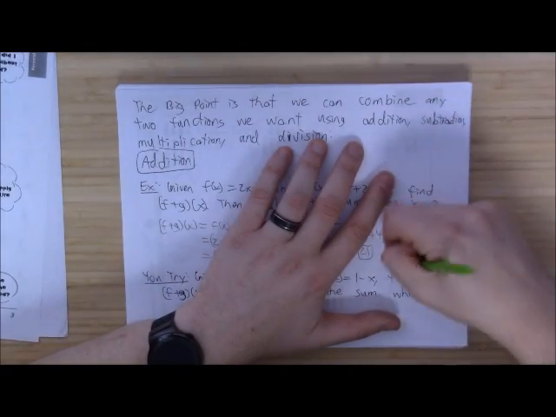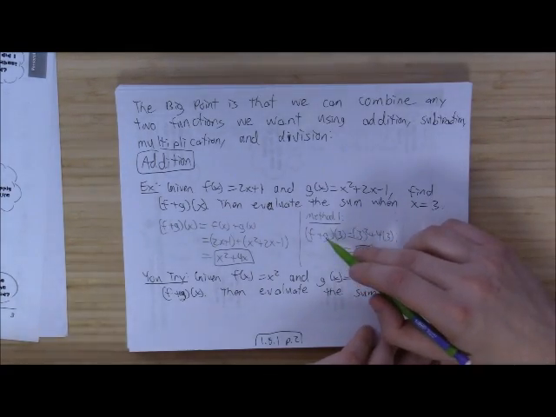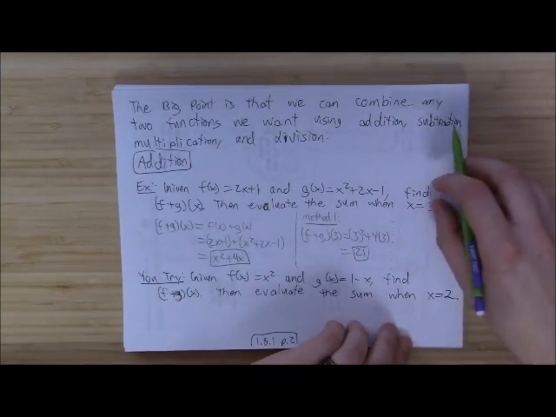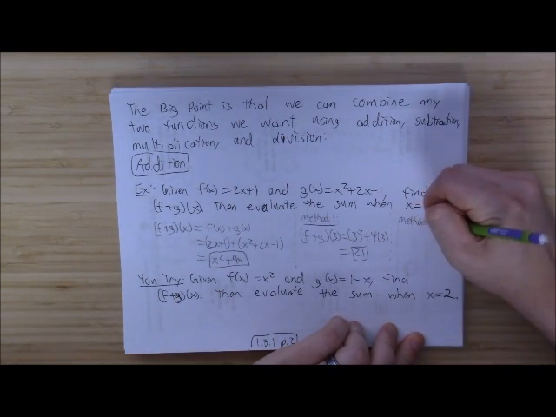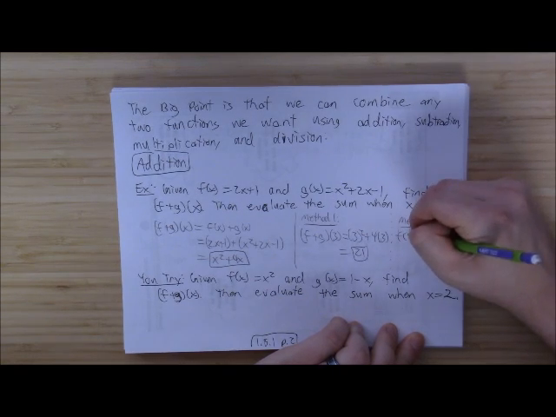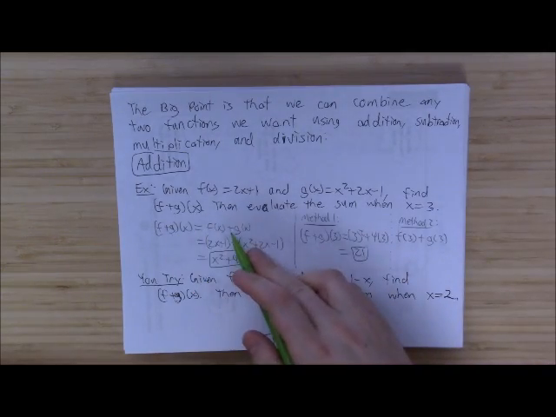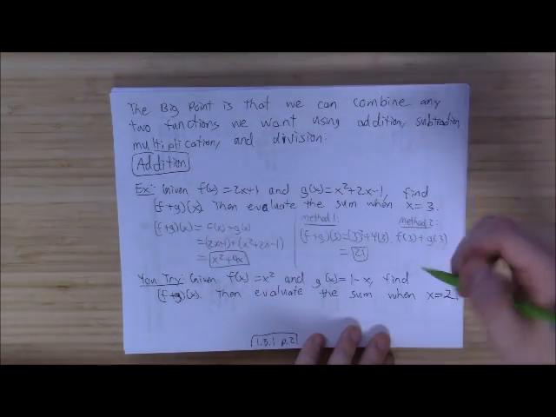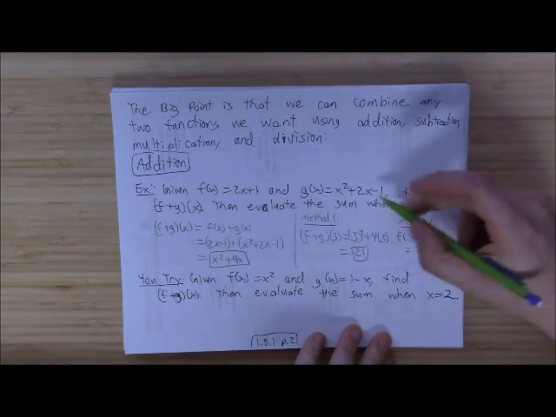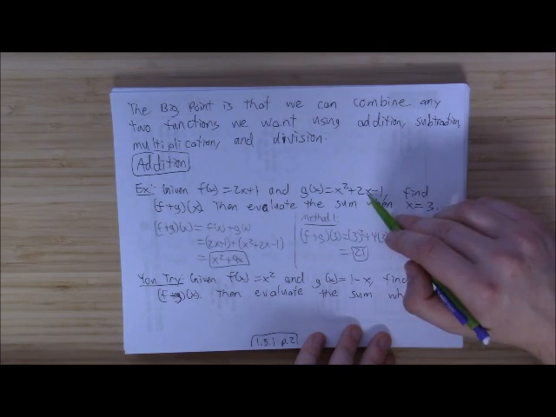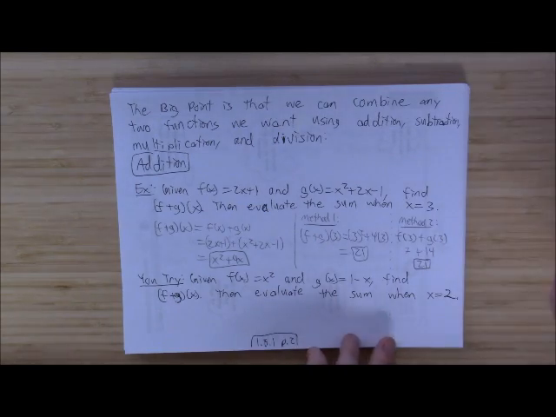Now, on the other hand, for our second method, we could also say that this is f plus g of 3, which we know is f of 3 plus g of 3. So we could evaluate it that way, using this property. If you plug 3 into f, you'll get 6, 6 plus 1 is 7. Plus, plug 3 into g, you get 9 plus 6 is 15, minus 1 is 14. 7 plus 14 is still 21. So either one of these two methods works.